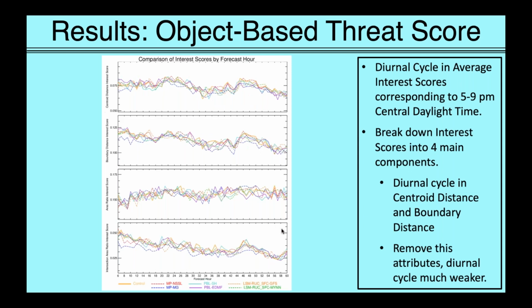So let me break down our interest scores into their components. Here we have our centroid distance interest score, our boundary distance interest score, our area ratio interest score, and our intersection area ratio interest score. And we can see that this diurnal cycle is very prevalent in both the centroid distance and the boundary distance interest scores. It's a bit higher than the surrounding interest scores. So what this means is that during these times, the objects are closer together than they are at other times during the forecast. If we remove these two attributes, the diurnal cycle in the average interest scores is much weaker.